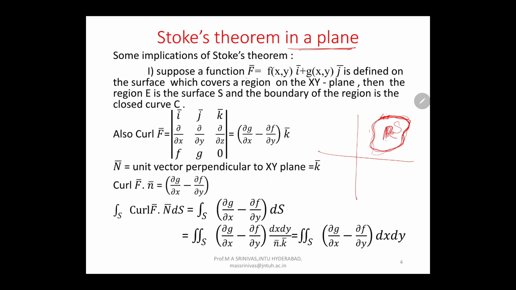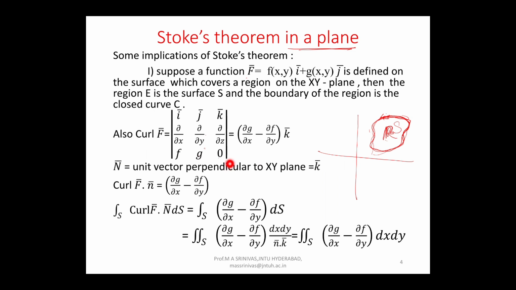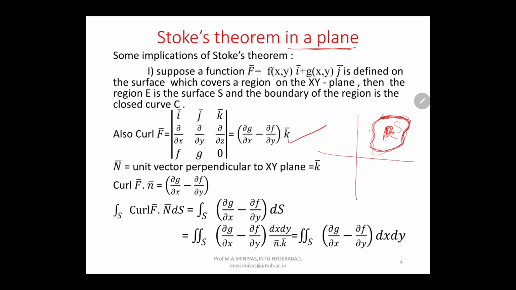I bar, J bar, K bar, and we know how to find the curl of F bar. The second row is dou by dou x, dou by dou y, dou by dou z. The third row will be the components f, g, and 0. If I evaluate this determinant, I bar multiplied by this is 0 and this is also 0, and J bar times this is 0 and this is also 0, and K bar times dou g by dou x minus dou f by dou y. So this is what I got here as curl F bar.